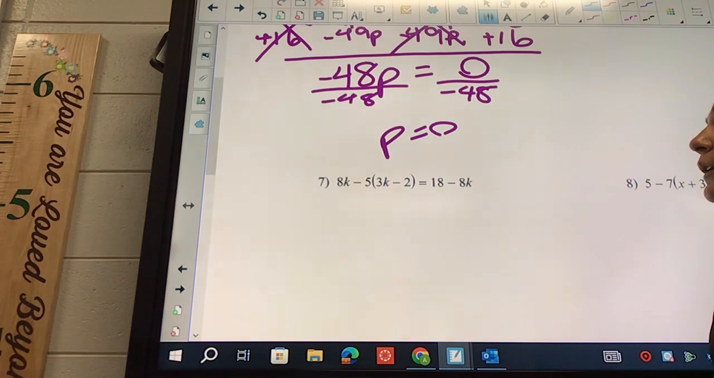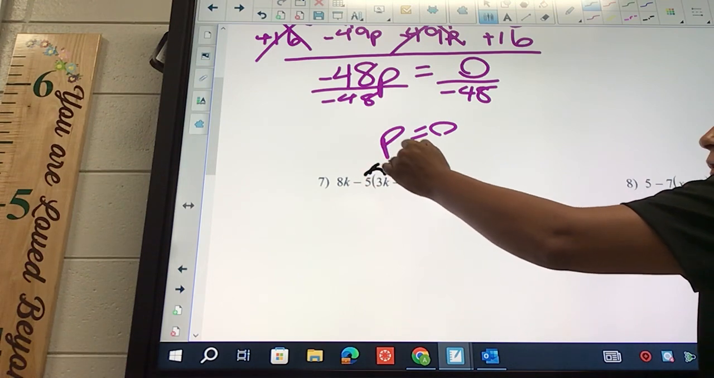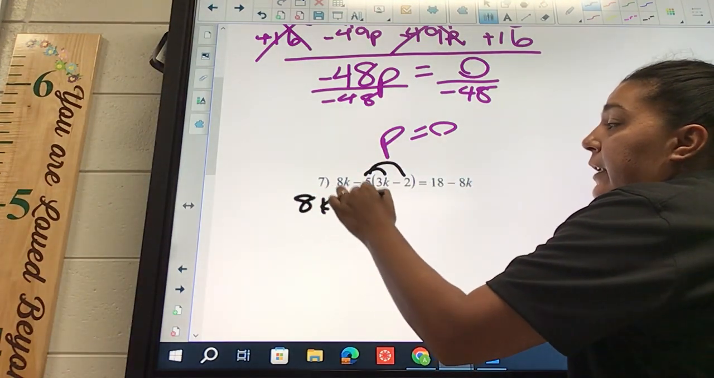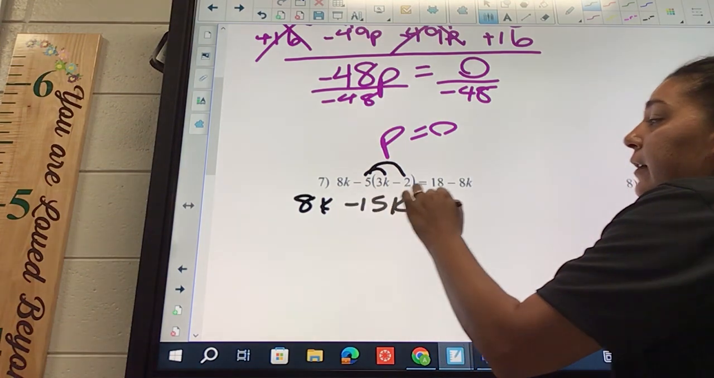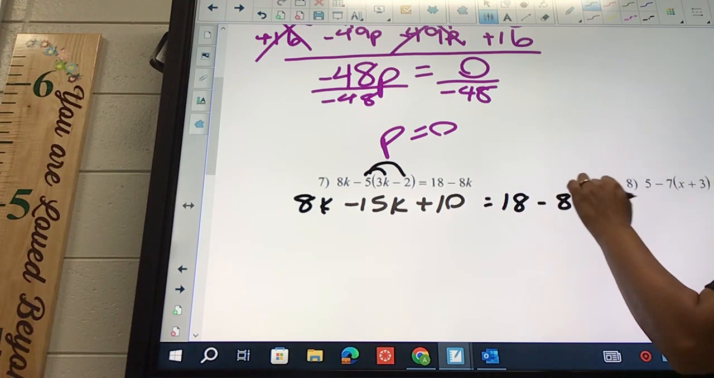Okay, 7. We're gonna say negative 5. Okay, you gotta take that negative with that 5 and times it by all the stuff on the inside. So 8k, you're gonna get a negative 15k, a positive 10, and then the other side.